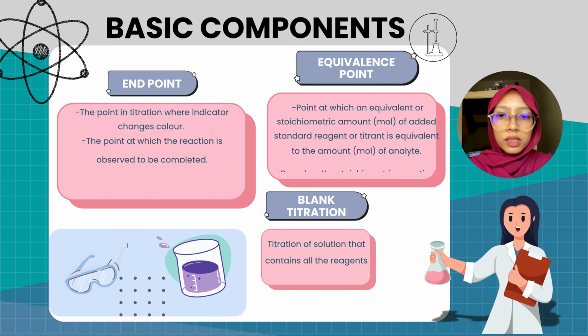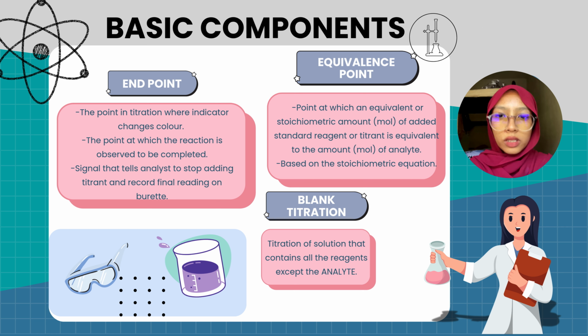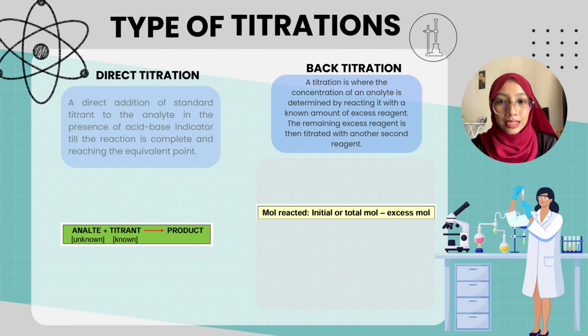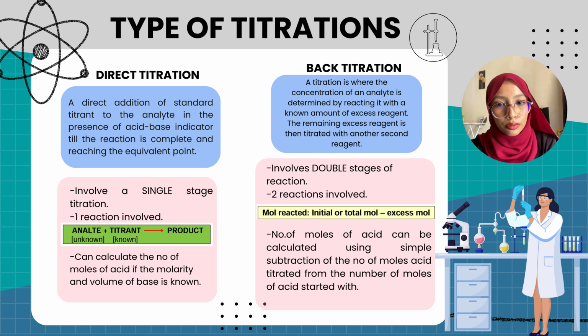Next, the basic components are endpoint, equivalent point, and blank titration. Endpoint is the point in titration where the indicator changes color. It is also a signal that tells analysts to stop adding titrant and record the final reading on the burette. Equivalent point is the point at which an equivalent or stoichiometric amount of added standard reagent or titrant is equivalent to the amount of analyte. It is based on the stoichiometric equation, and blank titration is titration of a solution that contains all the reagents except the analyte.